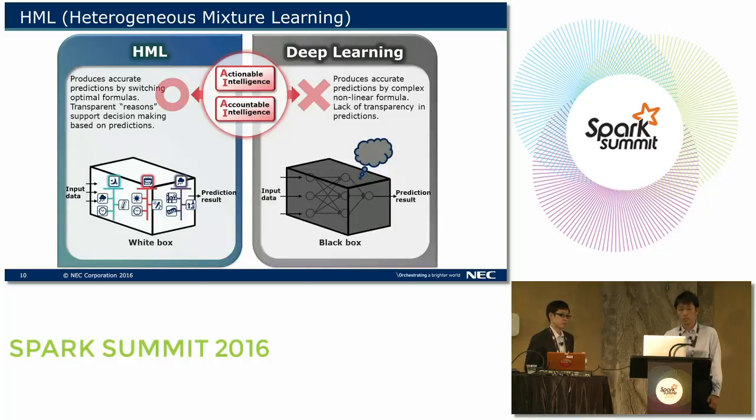Let me explain two advantages of HML. We know that deep learning is now a very hot topic at this Spark Summit, and NEC is, of course, developing deep learning-based solutions. But our enterprise customers, in enterprise business applications, healthcare, and social infrastructure, basically don't like black box predictors. They have to understand why the predictor predicts in this way, or what the reason for the prediction is. So in that case, the predictor needs to be not just accurate, but transparent. It must produce a reason for the prediction. This is one of the key features of HML.